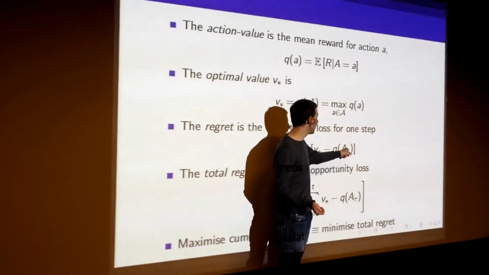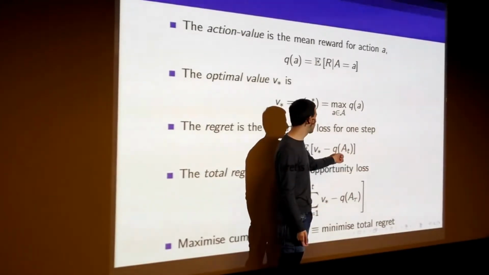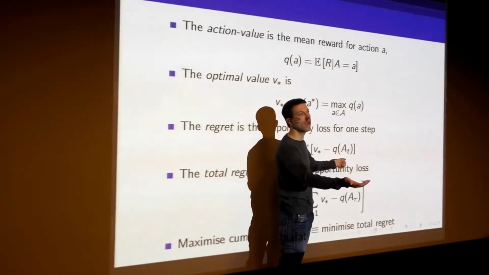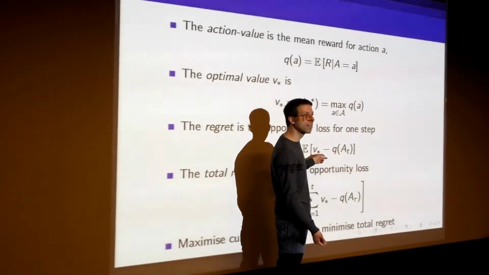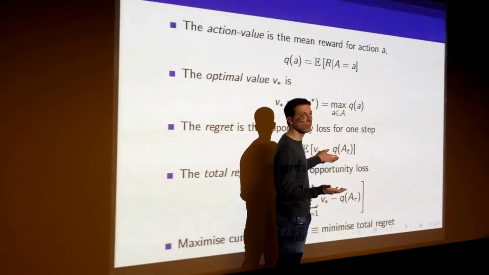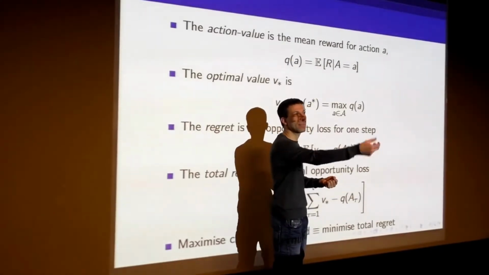So this is the payout of the action we picked at time step t. So we picked something which pays out maybe 75%. We could have got 80%, so we incurred like a 5% regret for that step. We didn't pick the best machine, we picked something that was slightly suboptimal.